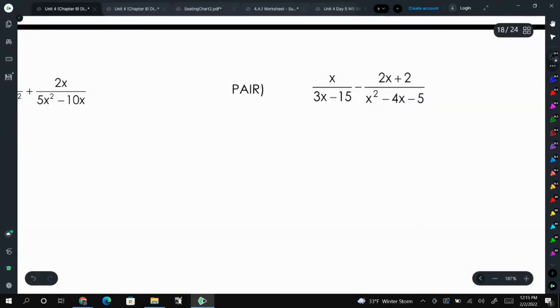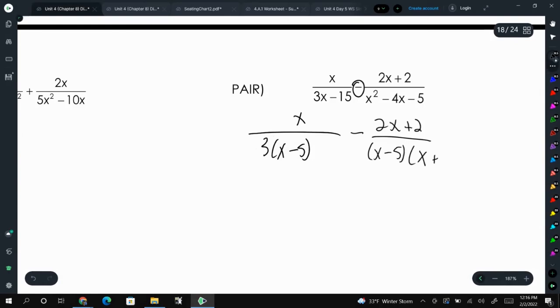So in this problem here, we're going to first factor the bottoms. So factor out a 3, we're left with x minus 5 minus, now that's important that we have that here. It's going to maybe trip some people up. And then we factor the denominator. We're going to have x minus 5, there's x plus 1. So now our least common denominator, or LCD, is going to be 3 times x minus 5 times x plus 1.